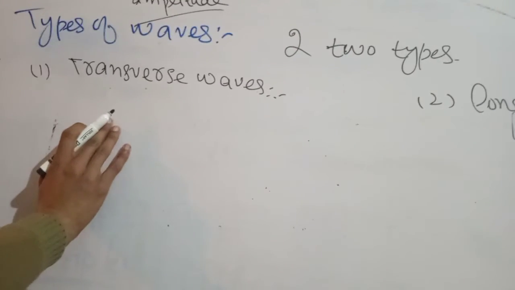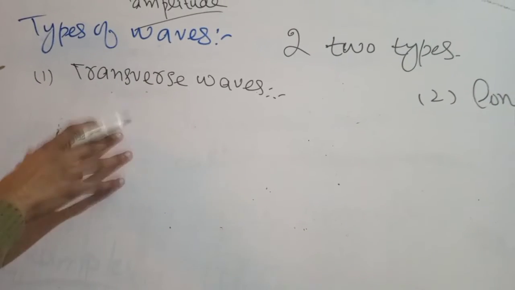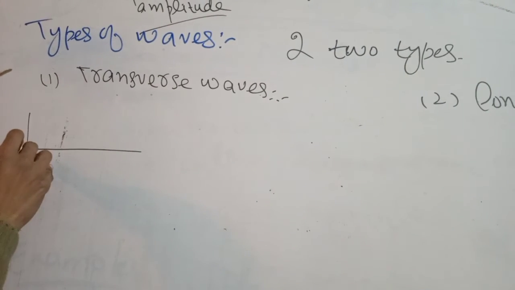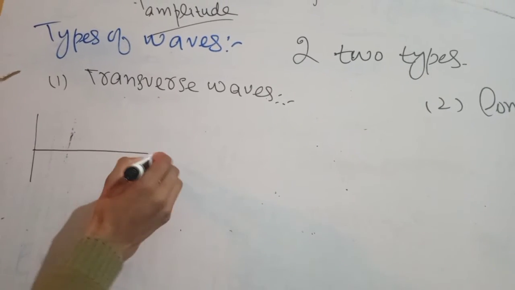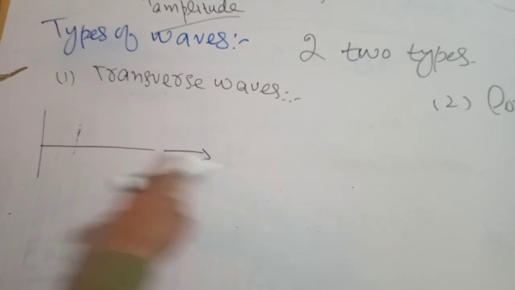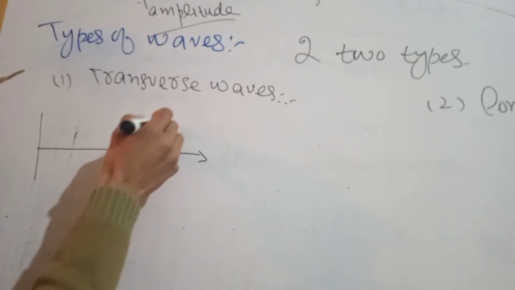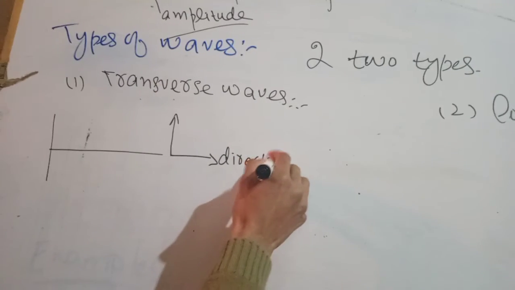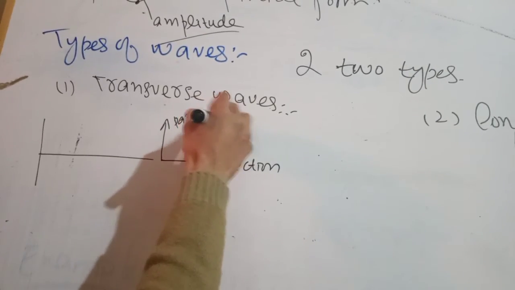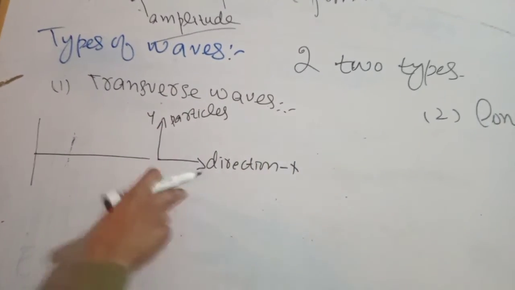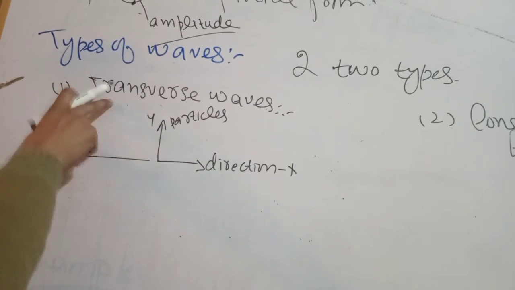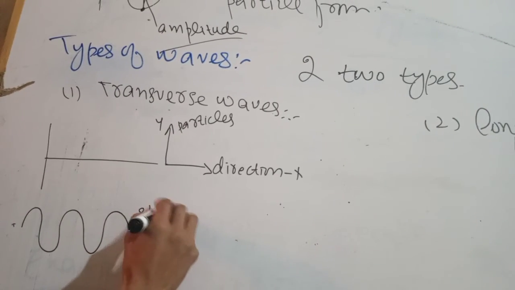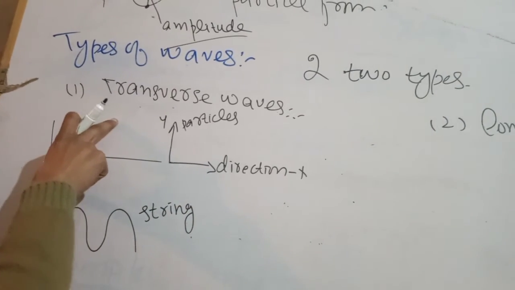A transverse wave is a wave in which the vibration of the individual particles of the medium is perpendicular to the direction of propagation of the wave. Perpendicular to the direction means that the direction of the wave is in the x coordinate, whereas the particles are moving in the y coordinate. So the wave formed will be a transverse wave. For example, the wave formed in a string is known as a transverse wave.